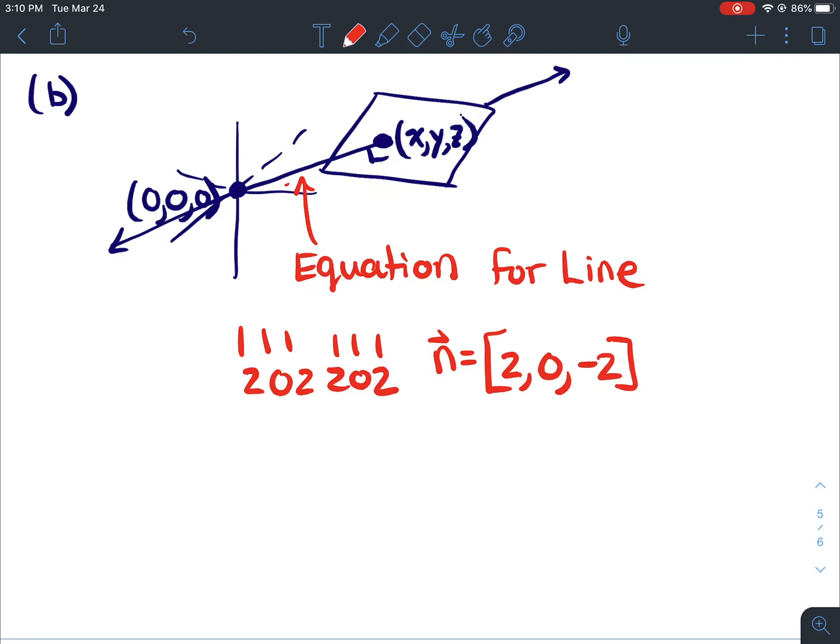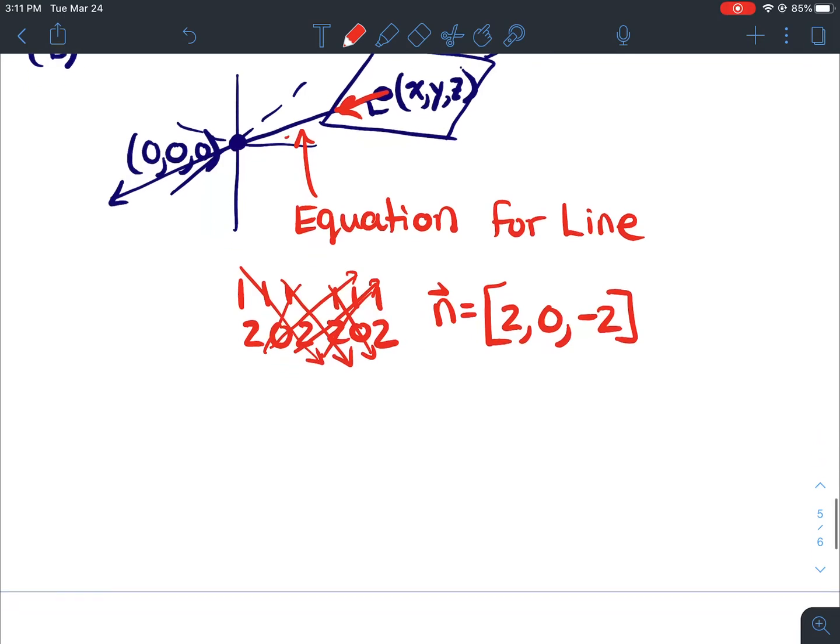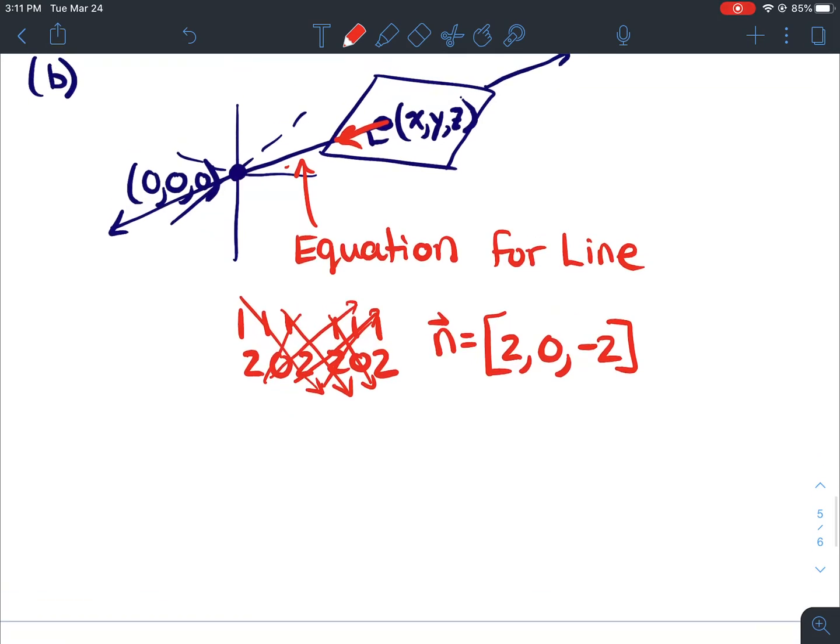I totally messed that up. I really wrote them slanty. It should have been those two. Anyways, that's what it equals. So now we have a perpendicular vector to our plane, which is the direction vector for our line. So that's going to be our line's direction vector.